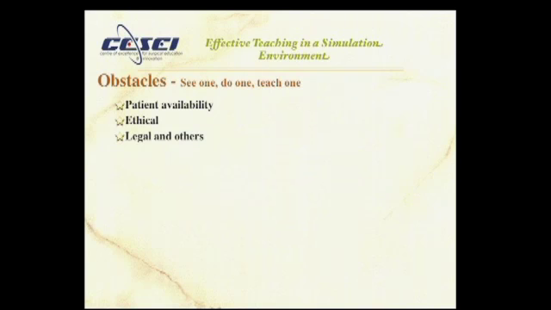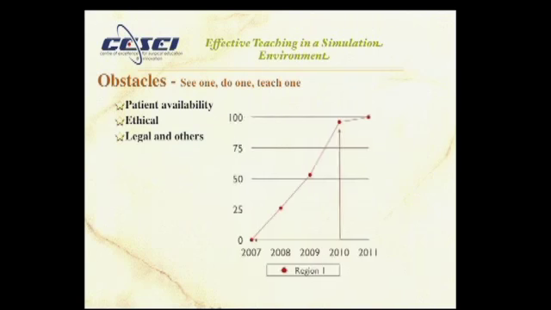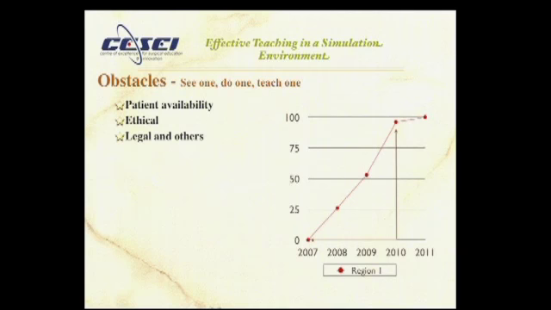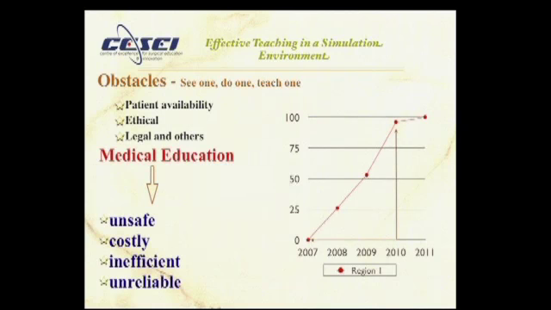So therefore, what would happen here is that with our present apprenticeship model of teaching, we need 3 years of residency training program to slowly develop skills to a threshold at which the residents could be independent. Now, what it would do with our education system, it would make it unsafe, costly, inefficient, and unreliable.